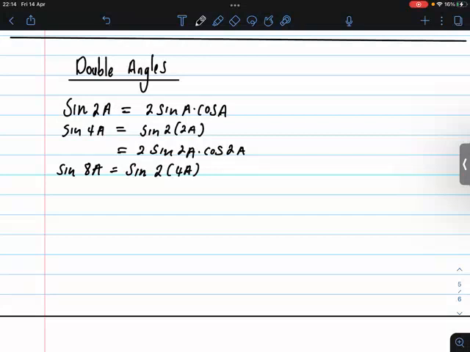So now the angle is 4A. It's no longer A or 2A. So the 2 will still be there. This is 2 sine 4A cos of 4A. Are you happy there? Do you see that, guys? The 2 is still there. Are you happy there? Everyone? Are you sure?